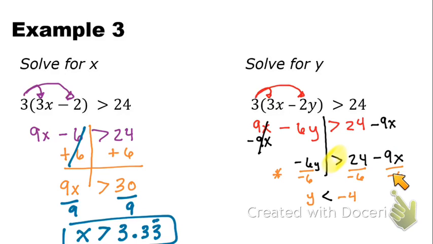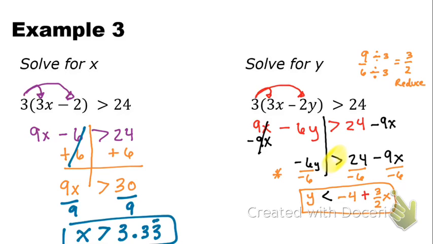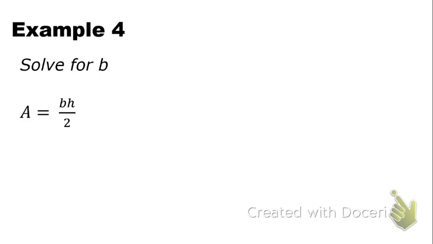And then 9 and 6 don't quite divide, but they do reduce. A little side note over here: 9, 6, both of these can be divided by 3, right? That's in common. So 9, 6 will become 3 halves. So remember, we reduce. Do you remember doing that? So we're going to reduce the fraction. And then since they're both negative, they will become positive. So this is going to be positive 3 halves x. And we'll leave it as is. All right. Let's go to example 4.